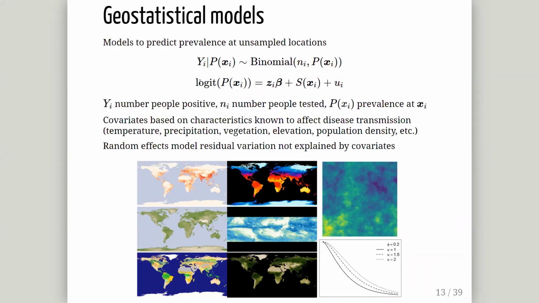And then again, we can say that the log of the prevalence is equal to some covariates plus random effects. The covariates, the fixed effects, quantify the effects of the covariates on the disease risk, and the random effects model variability that cannot be explained by the covariates.